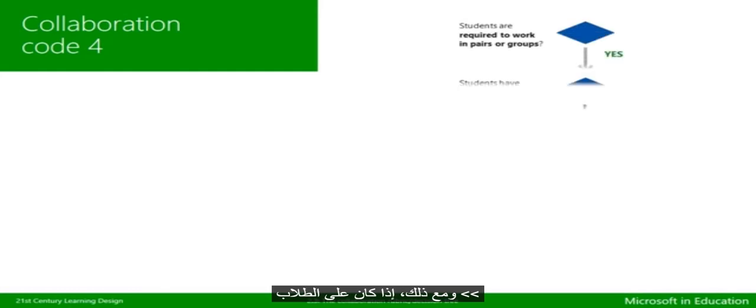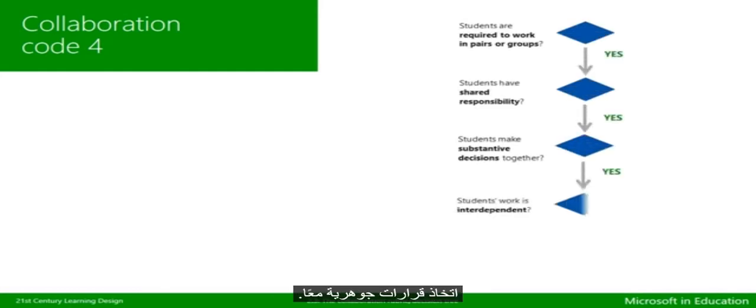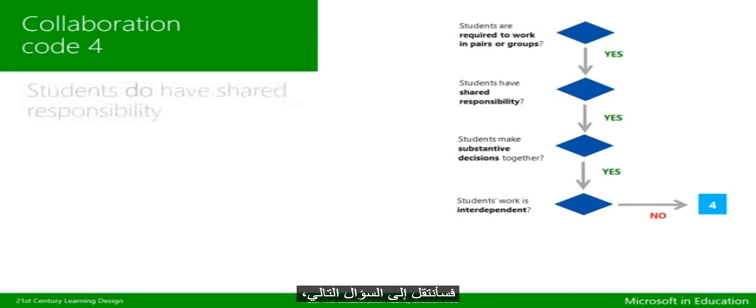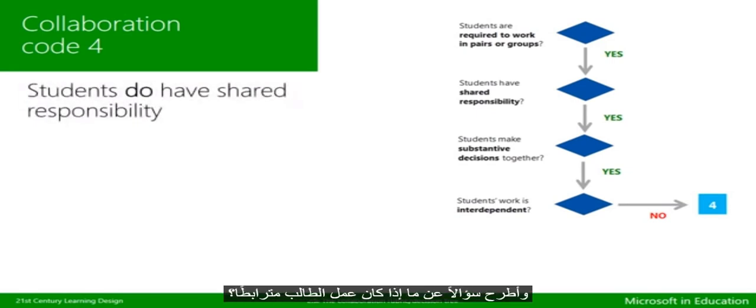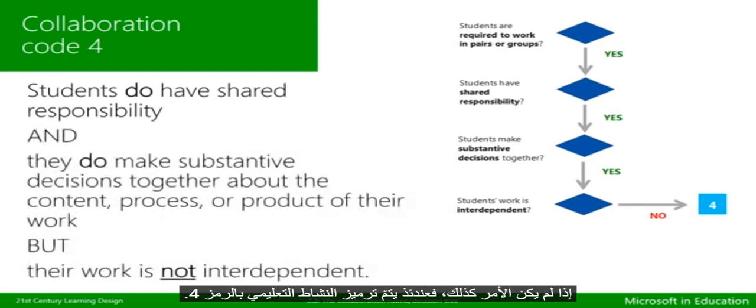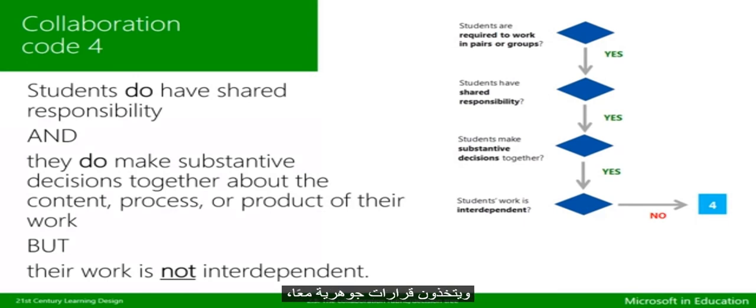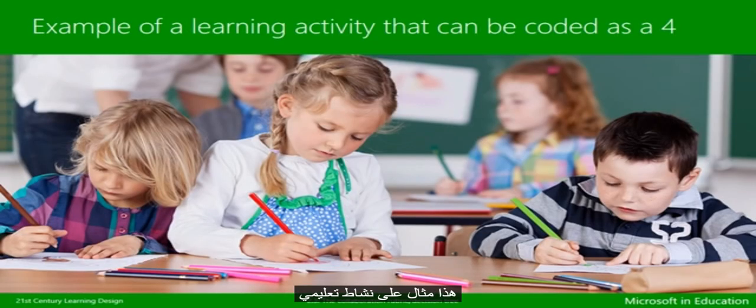However, if the students do have to make substantive decisions together, I move to the next question and ask if the students' work is interdependent. If it is not, then the learning activity is coded at a 4. This means students do work together, they do have shared responsibility, and they do make substantive decisions together about the content, process, or product of their work. But their work is not interdependent. This is an example of classroom activity that can be coded as a 4.